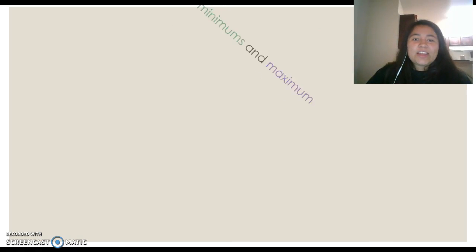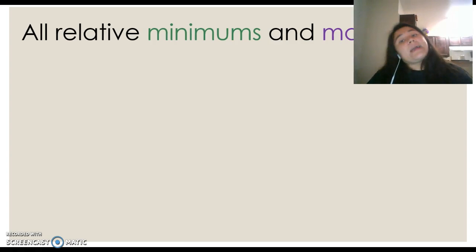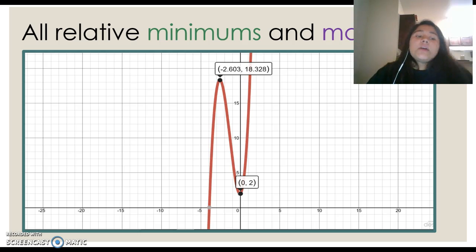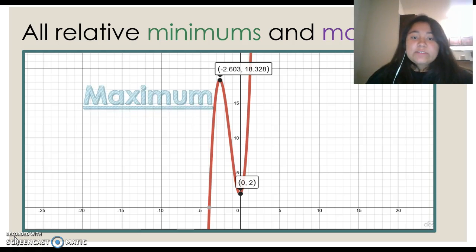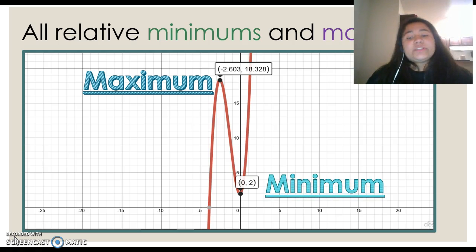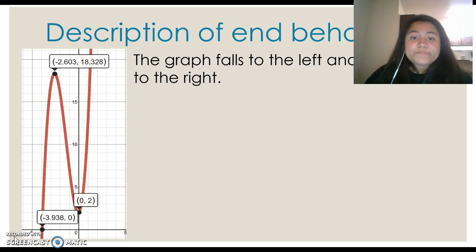All relative minimums and maximums. The way you can find minimums and maximums is that they are the points in which a function changes its increasing or decreasing behavior, which can be used to find the relative minimum or the relative maximum. As you can see here, my relative maximum is negative 2.603, 18.328. And my minimum is 0, 2, which happens to be my y-intercept also.